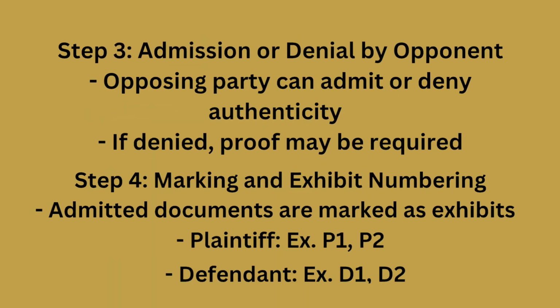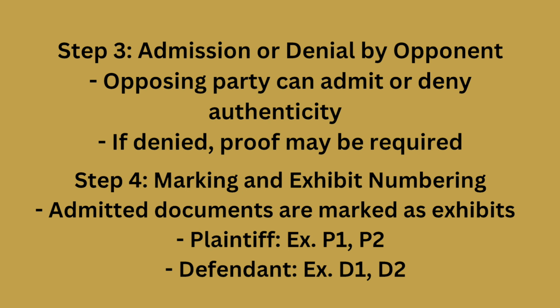Step 3. Admission or denial by opponent. Opposing party can admit or deny authenticity. If denied, proof may be required. Step 4. Marking and exhibit numbering. Admitted documents are marked as exhibits. Plaintiff: Ex. P1, P2. Defendant: Ex. D1, D2.